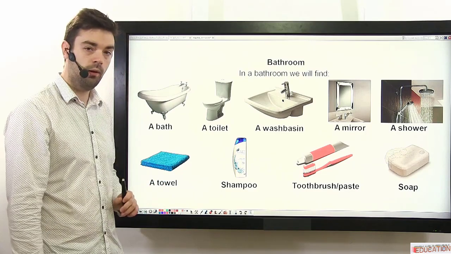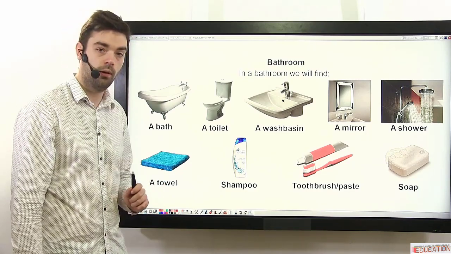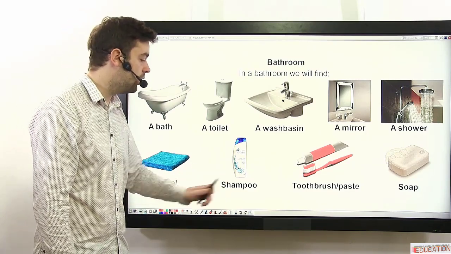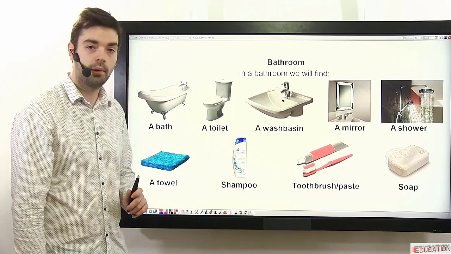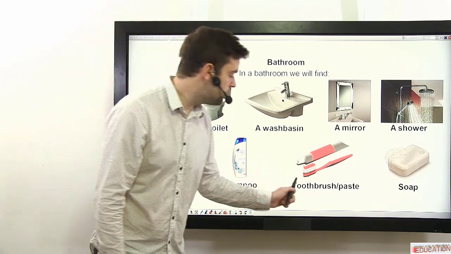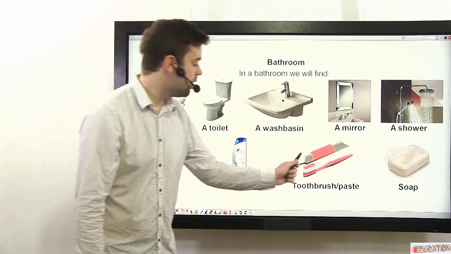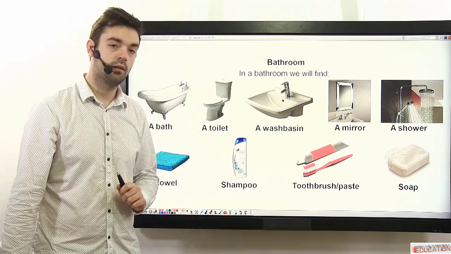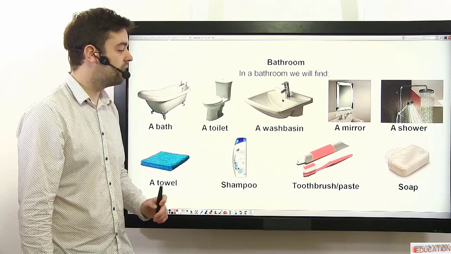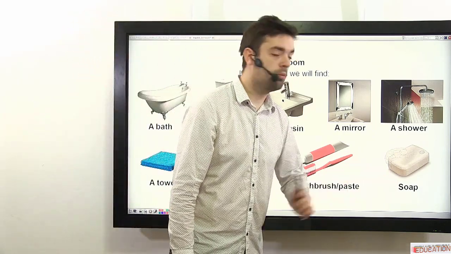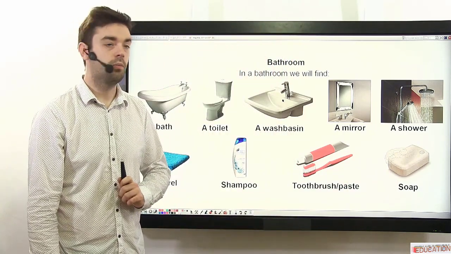a towel, shampoo, toothbrush, toothpaste, soap.